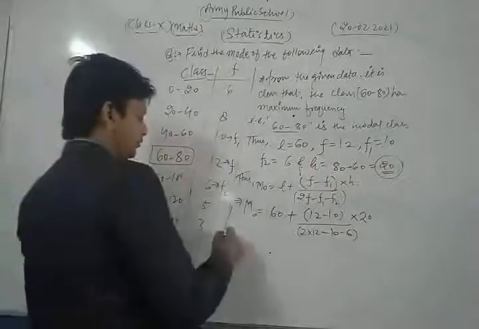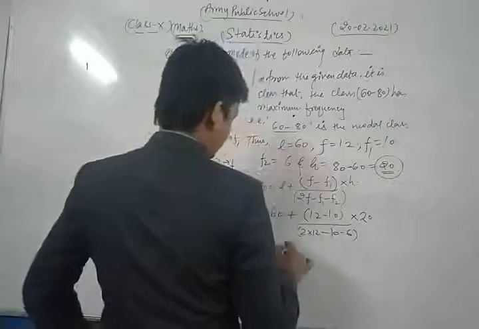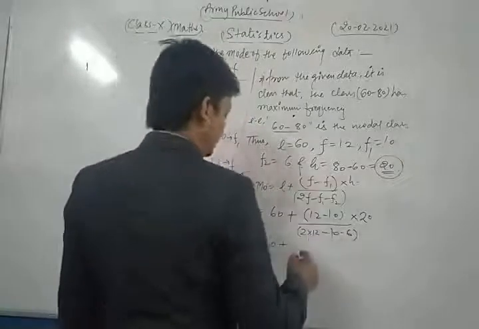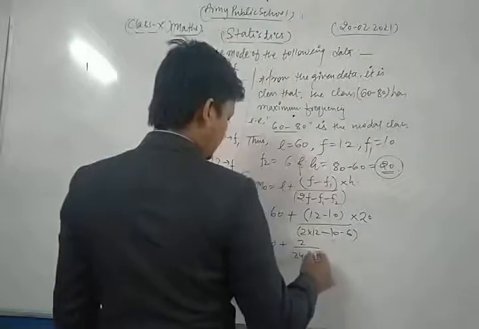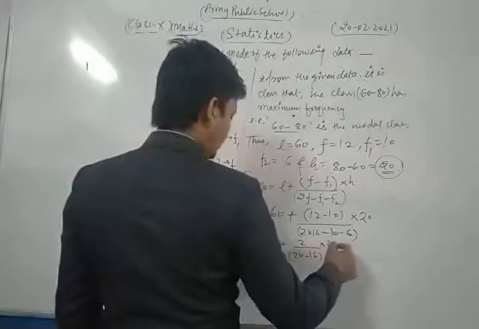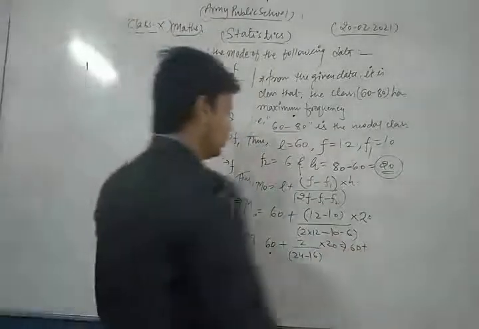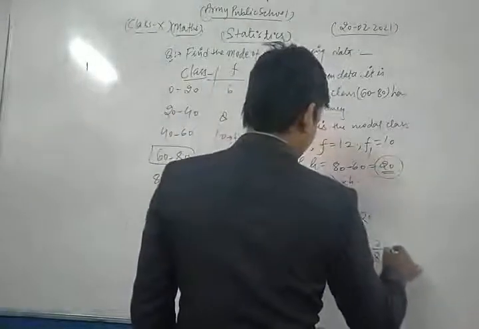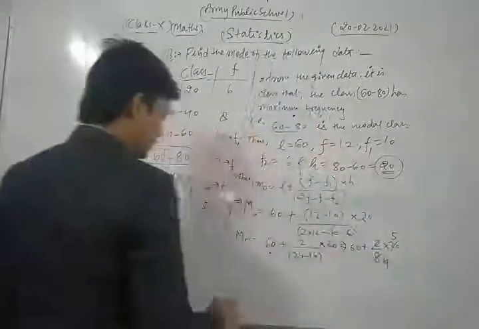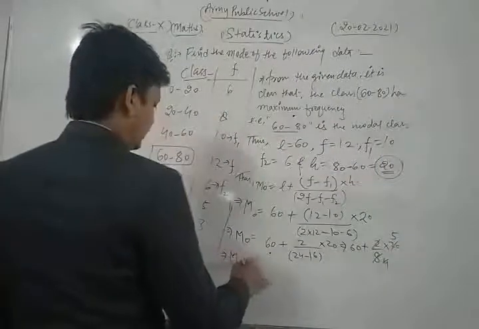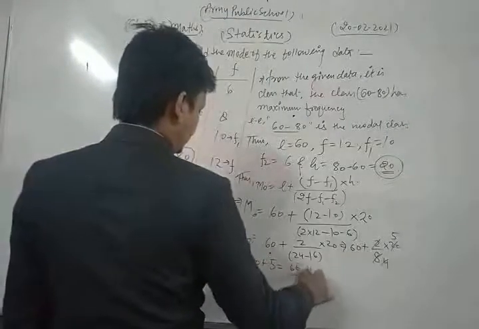Now the mode is given by 60 plus, simplifying here, 12 minus 10 is 2, upon 24 minus 16, into 20. So we get 60 plus 2 upon 8 into 20; 4 fives are 20, so that is 5. Thus the mode will be 60 plus 5, that is 65.